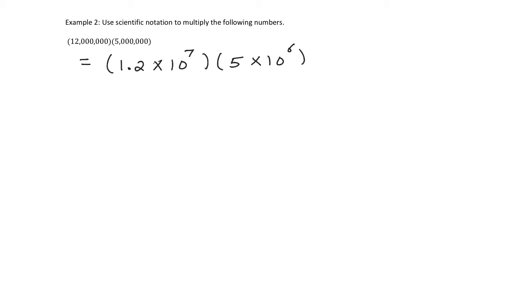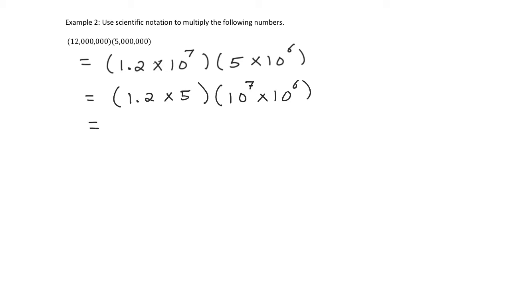Now, if we want to multiply these two numbers, we can multiply in any order that we'd like. So I'm going to rearrange things. I'm going to multiply 1.2 and 5, and then I'm going to multiply 10 to the 7th and 10 to the power of 6. So I'm going to compare things that are similar to each other. Let me rewrite this problem as 1.2 multiplied by 5, and then in the other set of parentheses, 10 to the 7th multiplied by 10 to the power of 6. So again, just comparing similar parts.